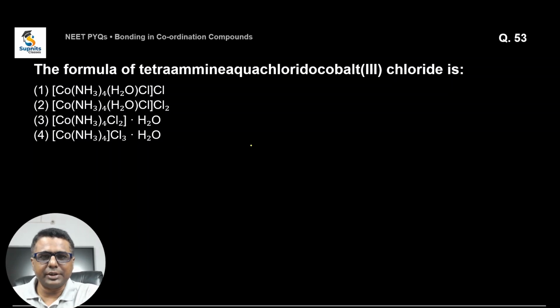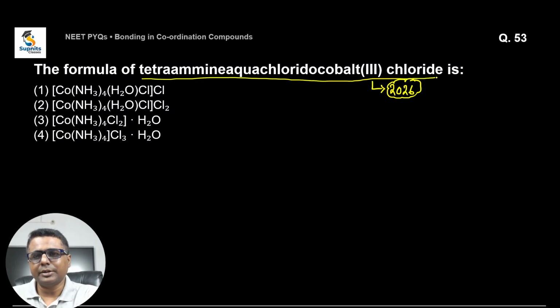So this question was asked in 2026. This is a simple question, IUPAC nomenclature. So how to solve this? Many of you know. Whenever this kind of question is given, don't look at the options, directly write down the formula by seeing the IUPAC name.